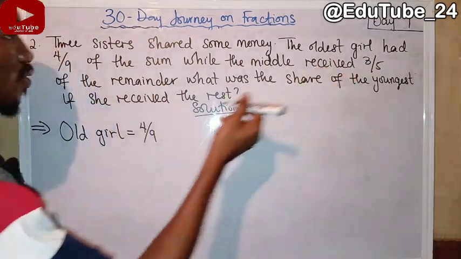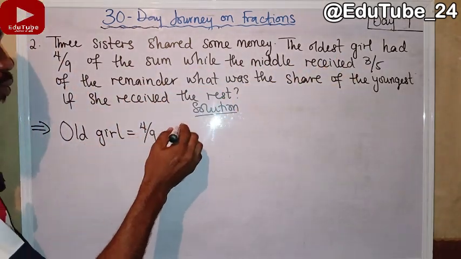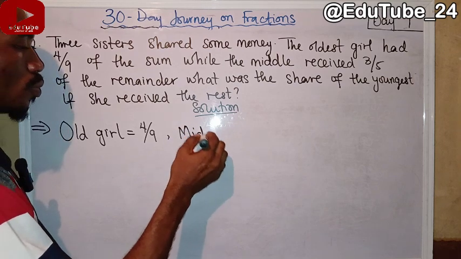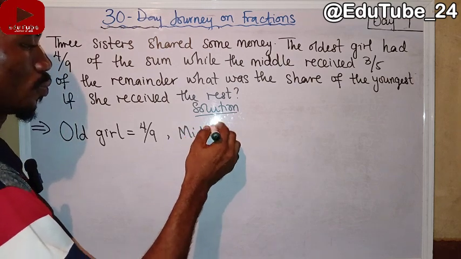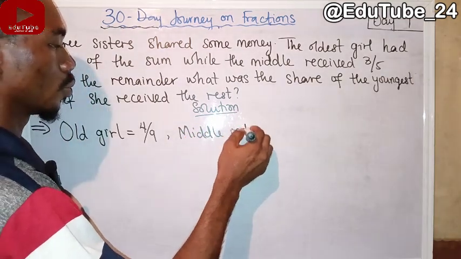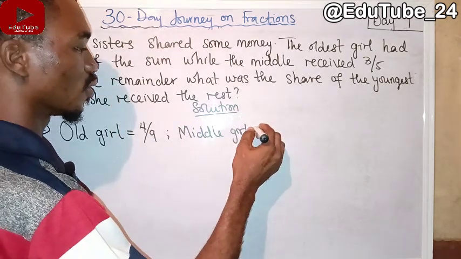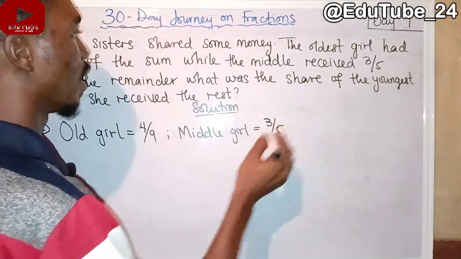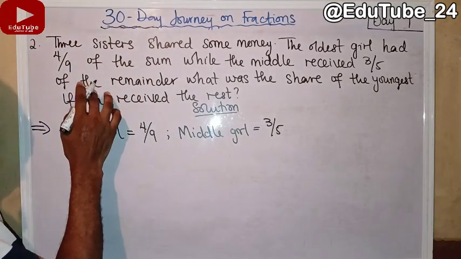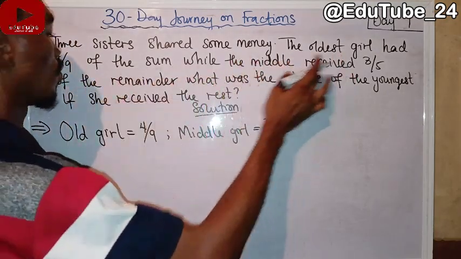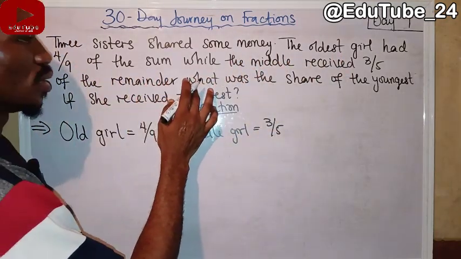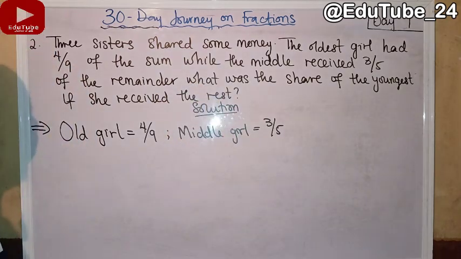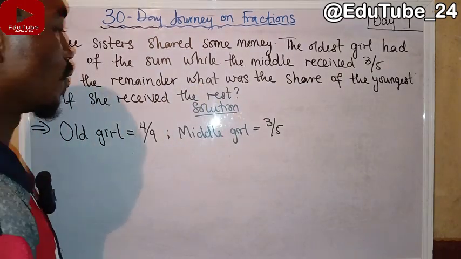While the middle girl received 3 over 5. So I'm going to write: middle girl received 3 over 5 of the remainder. 3 over 5 of the remainder. What do they mean by 3 over 5 of the remainder?